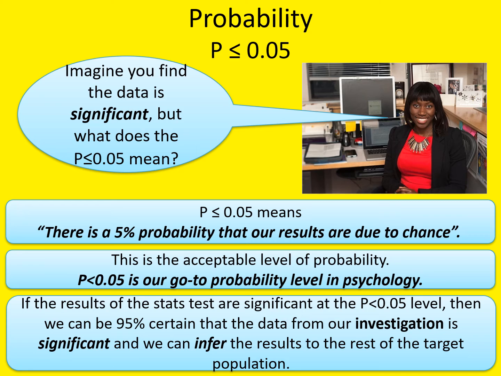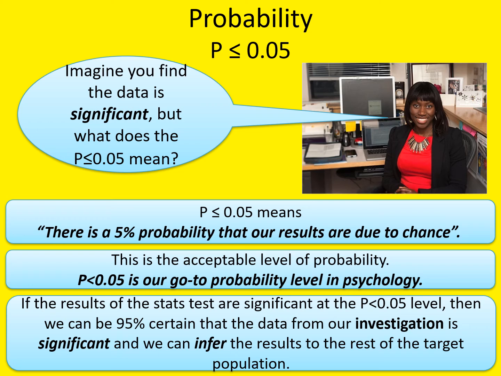And this is really important. Sometimes you get asked about probability in the exam, like what is it? What does it mean? So p is less than 0.05 means that there is a 5% probability that our results are due to chance. And I'll say that again, and it's really important that you write down this sentence. There is a 5% probability that our results are due to chance.